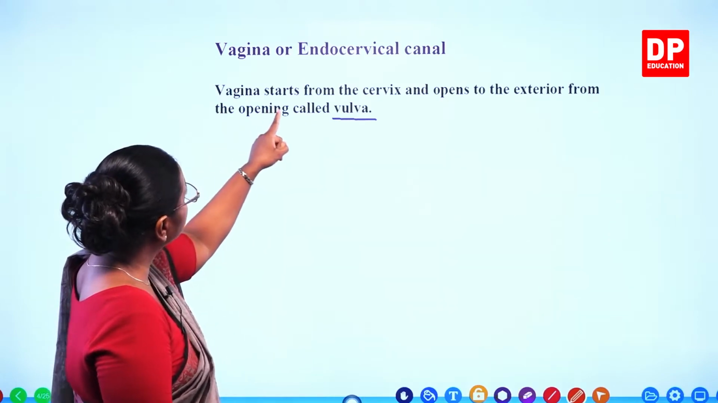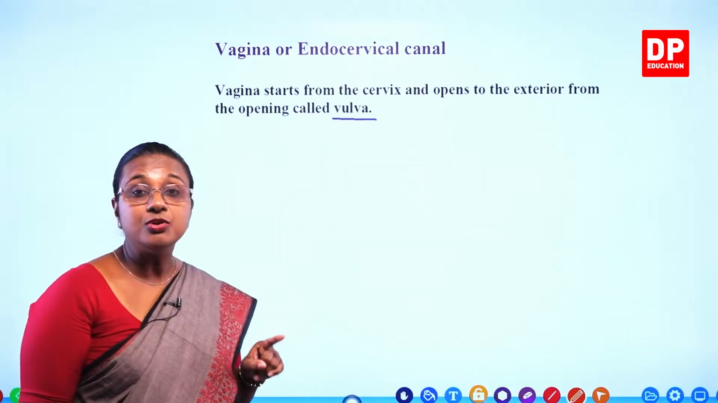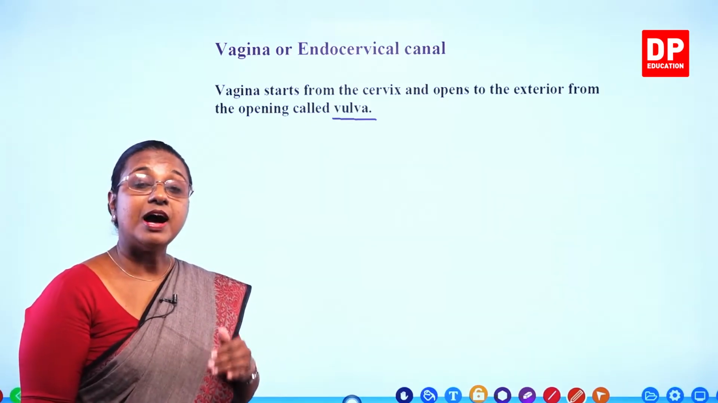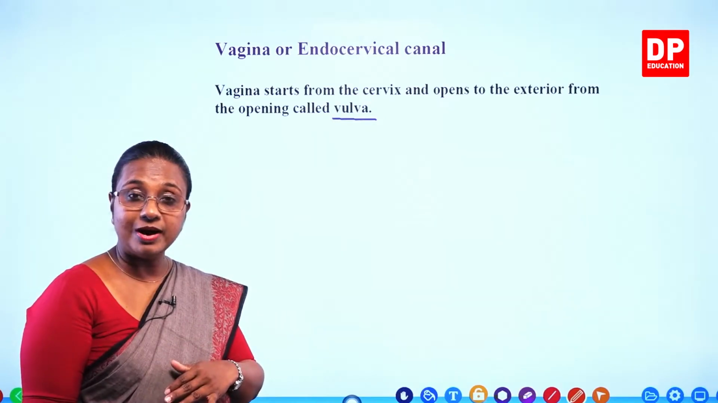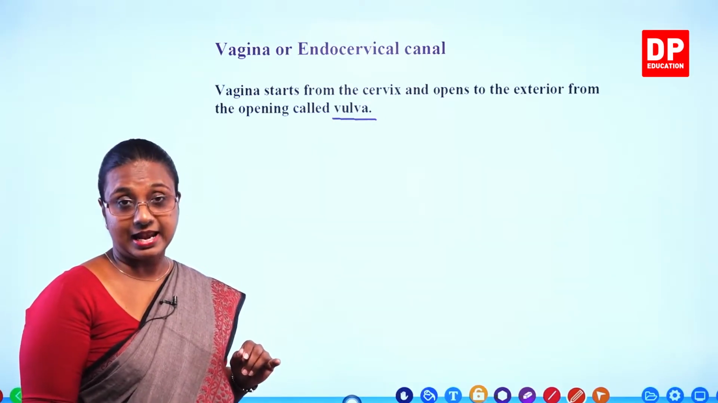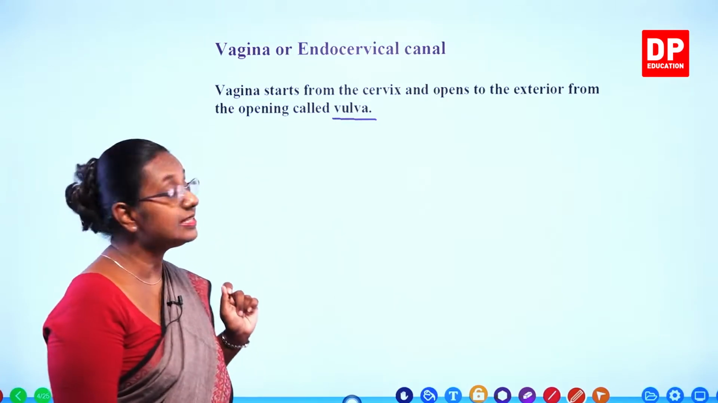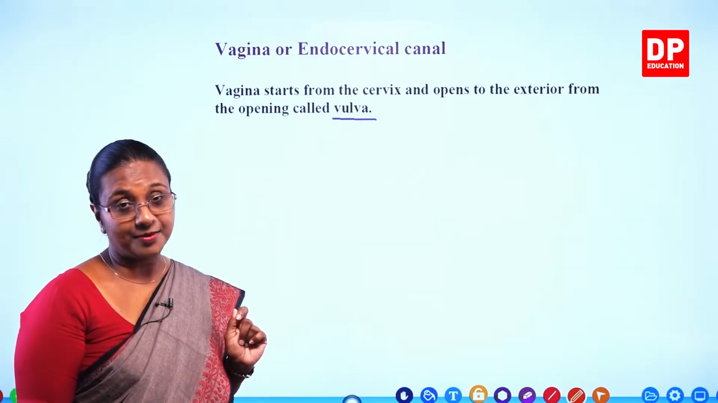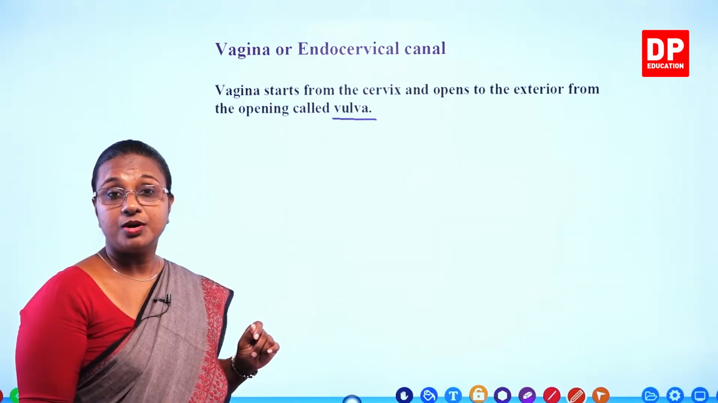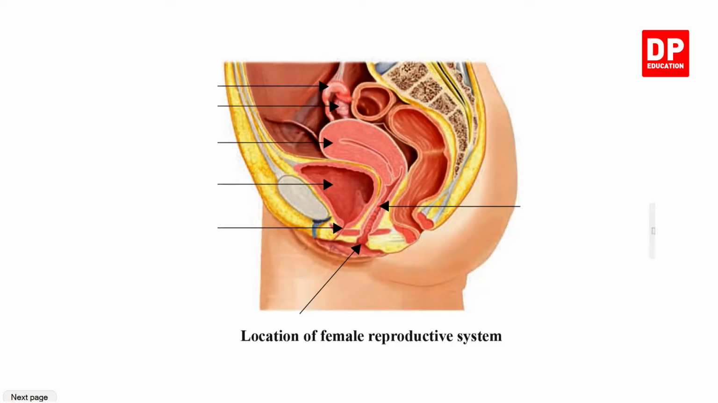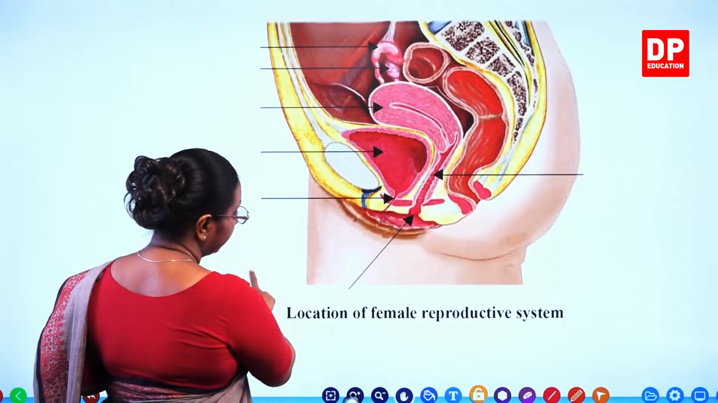And this vagina is also known as the endocervical canal. Why? From the cervix to the vulva, it acts as a small canal. That is why we call it the endocervical canal. With that, I will move on to the next slide. This is the structure of the female reproductive system. So, if we label the different parts.